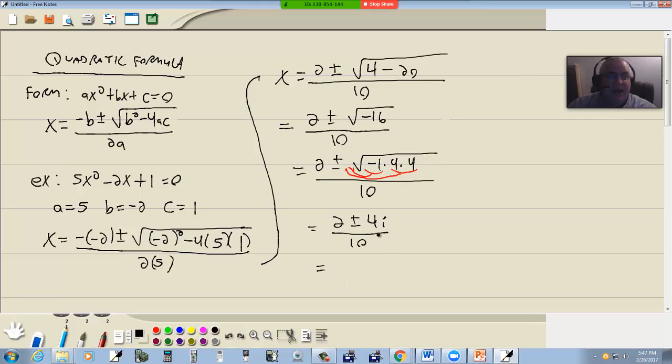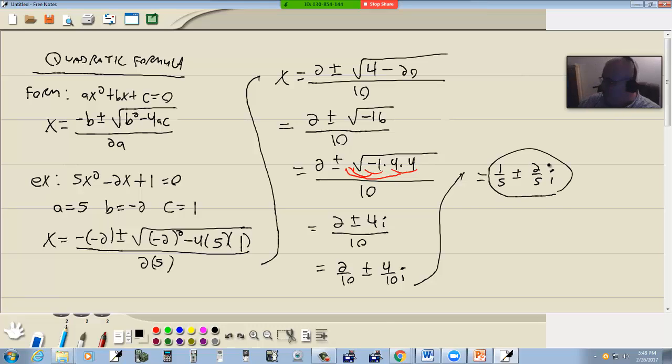Now whenever you have an i appear in your problem, you want the real part separate from the imaginary part. So put the 2 over 10 plus or minus 4 over 10 with an i to the side. And those fractions simplify. 2/10 reduces to 1/5 plus or minus 2/5 i. And that would be our answer.